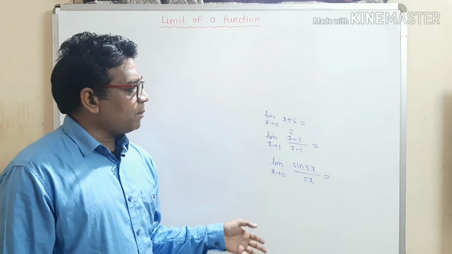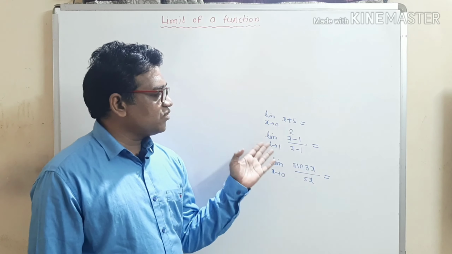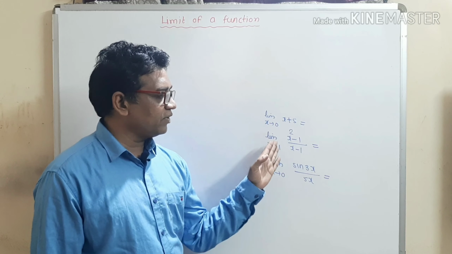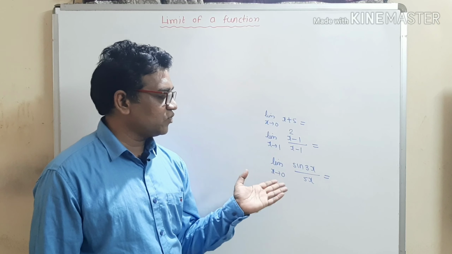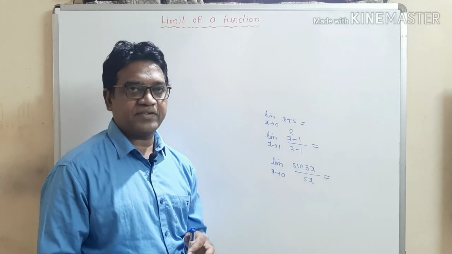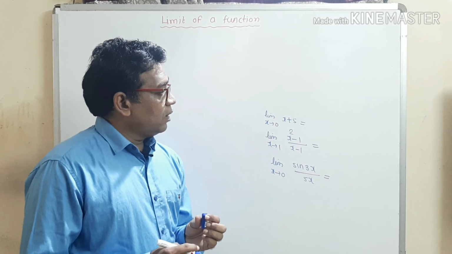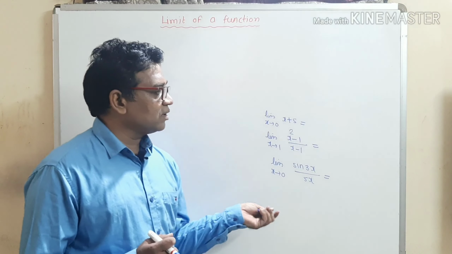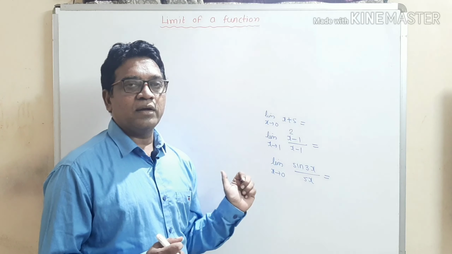Now there are some examples. Limit x tends to 0 of the function x plus 5, limit x tends to 1 of the function x square minus 1 upon x minus 1, limit x tends to 0 sine 3x upon 5x. Now we have already seen the method of how to find out limit of function in one variable.